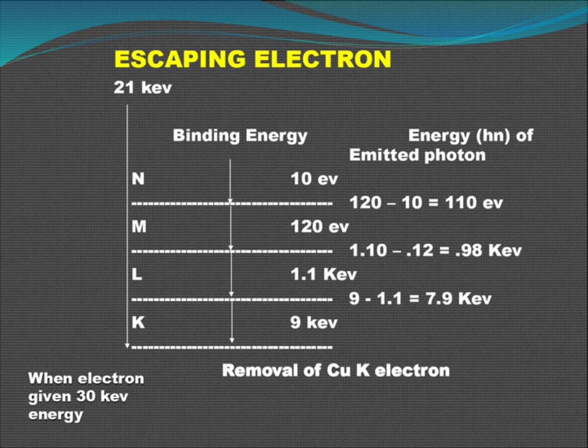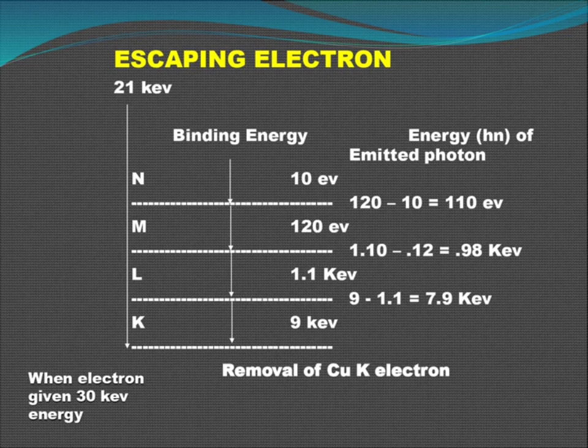So energy level, you see the copper and then the tungsten, atomic number 29 and tungsten 74. You can see here the binding force of the N, M, L, K shells.